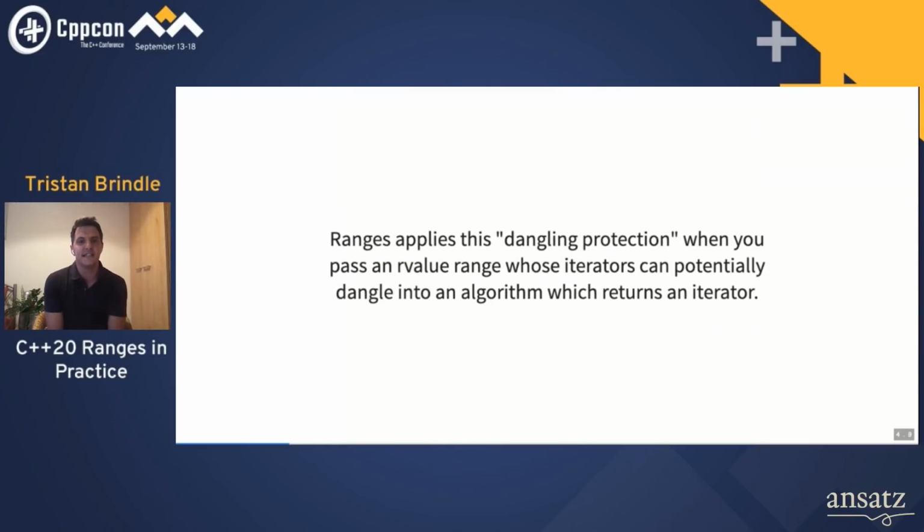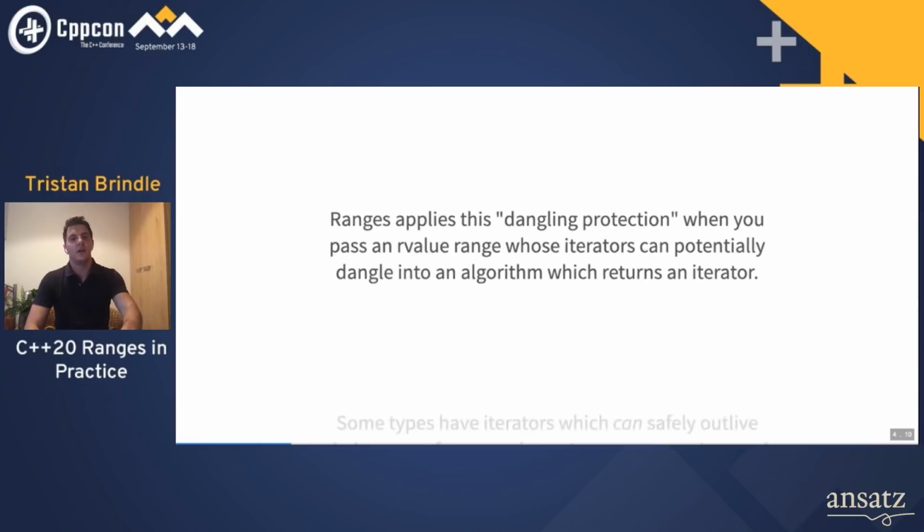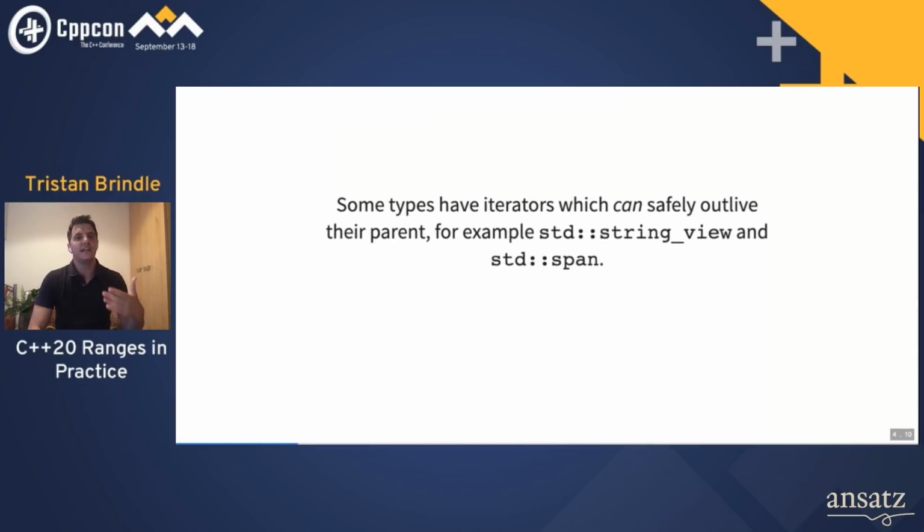So ranges applies this dangling protection, as I say, whenever you have an algorithm that would return an iterator. Ranges transforms the return type into something involving this dangling type, something that's going to show up noisily in your errors. However, there are some types whose iterators can safely outlive their parent. For example, a standard string view, or new in C++20, standard span.